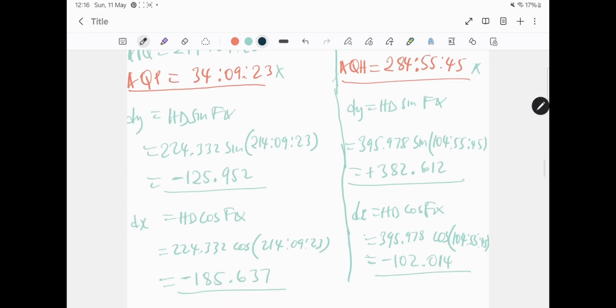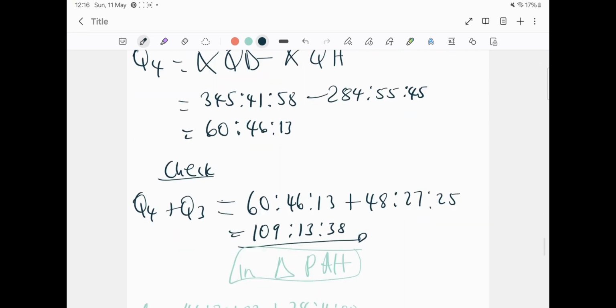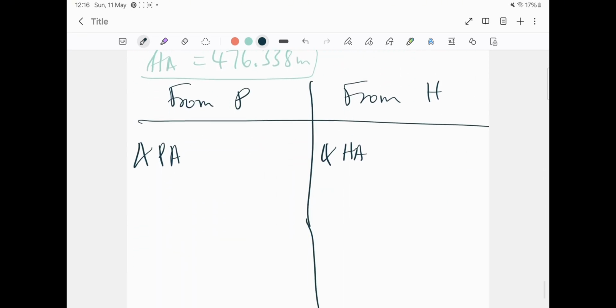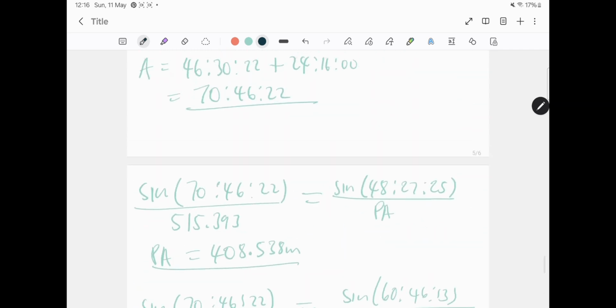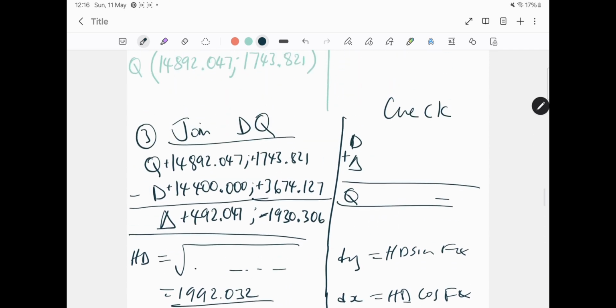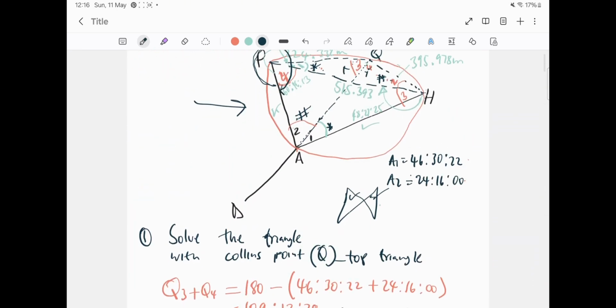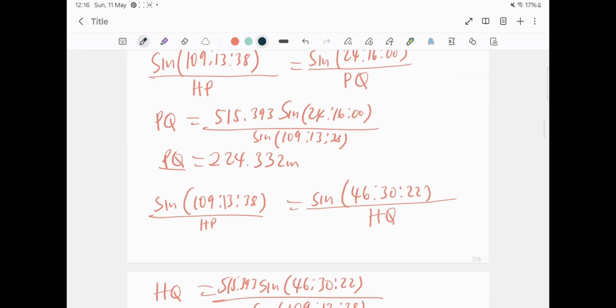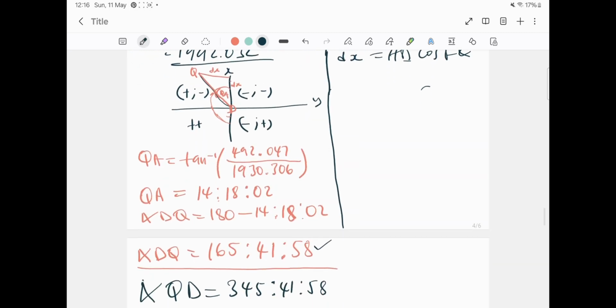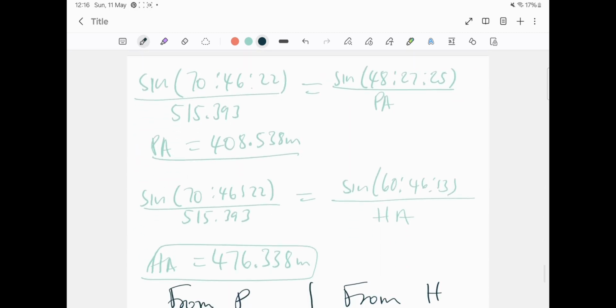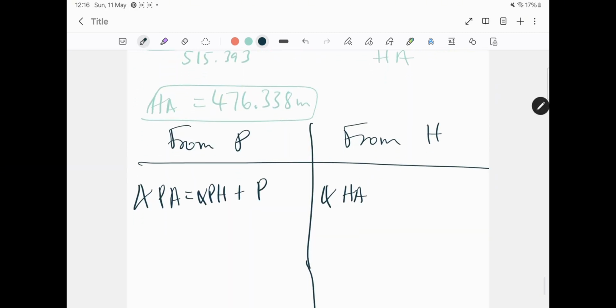Bearing PH. So it's going to be bearing PH plus that angle of P4. Let's see. Plus this P4.